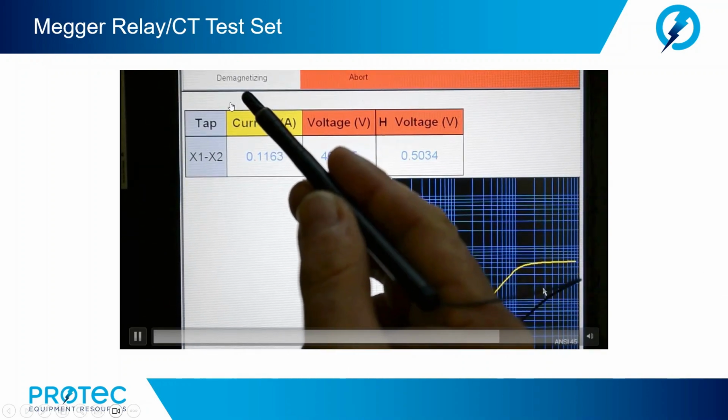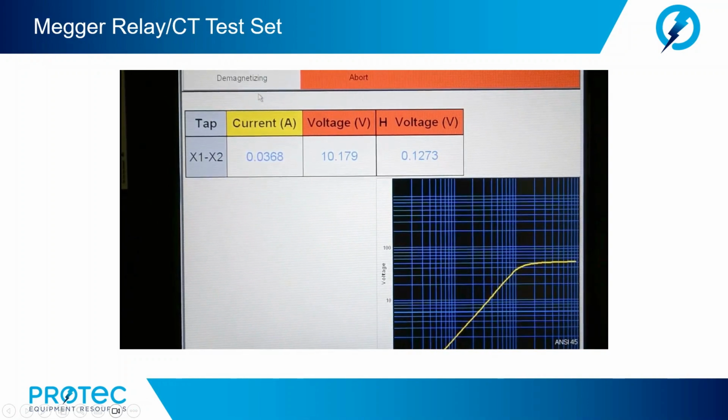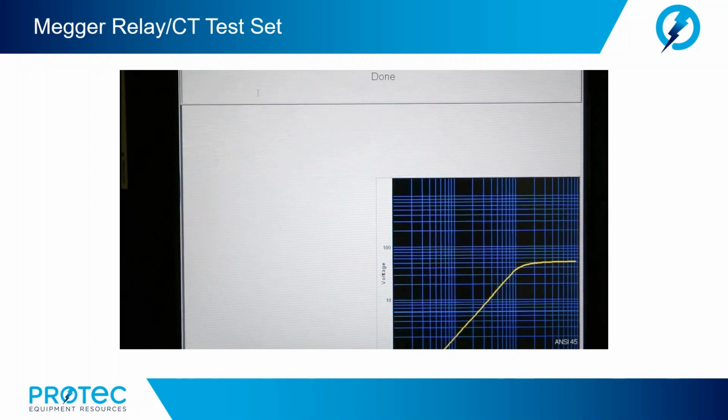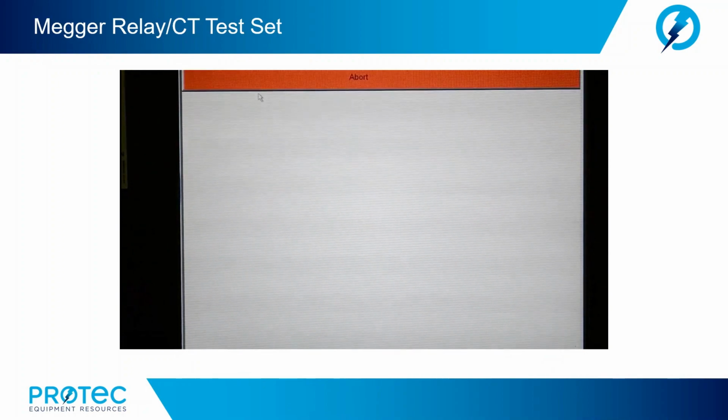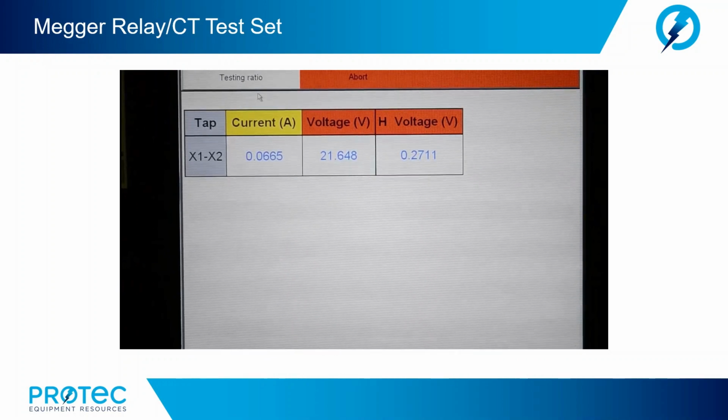Notice how this test set has a demag function and will demagnetize the core of the CT after performing the saturation test. Upon completion of the saturation test, the unit will automatically go into the ratio test, since that was one of the tests that was selected in the setup.